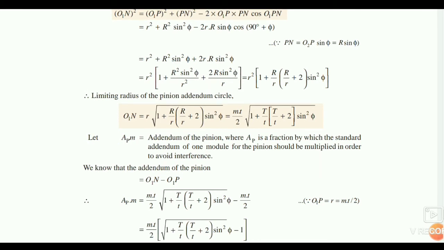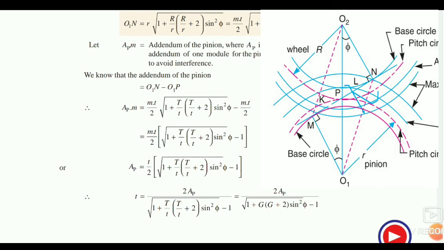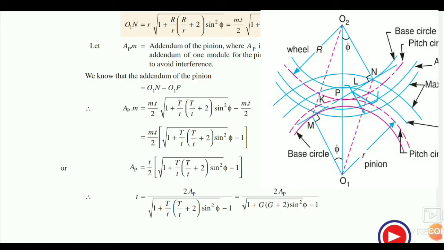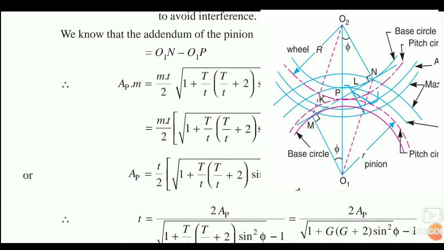And one more method, you can find out the value of addendum by subtracting the pitch circle radius from the total addendum circle radius. So from the figure you can understand, total radius of the addendum minus the pitch circle radius will give you only the height, that means how much distance from the pitch circle to the addendum circle. So that is the formula we are using here, O1N minus O1P. O1N is nothing but the addendum circle radius, O1P is the pitch circle radius. So we'll substitute AP into m is equal to O1N.